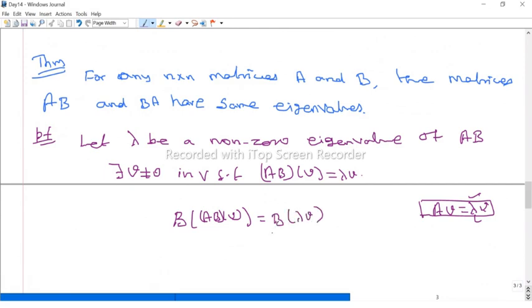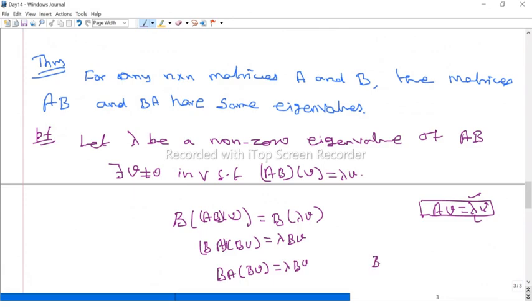We know that B is a matrix, and every matrix is a linear transformation. Lambda is a scalar, so we can take lambda outside because B is a linear transformation. We get lambda times B V. Now we can apply the associative property. Therefore, BA times the vector BV equals lambda times BV.